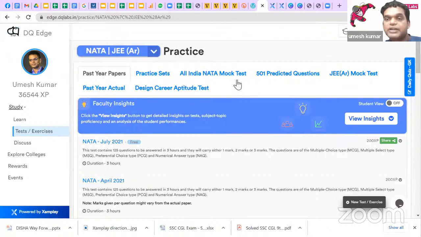Is drawing expected in Nata 2022? At DQ Labs, we help students prepare for drawing as well, not only from the perspective of the Nata exam, but from the perspective of an architecture career. Whatever drawing you are learning will help you in the long run, especially the sketching part. Sketching is very important, not just from the exam point of view but for your future too. So whether they ask drawing or not, please go ahead and prepare for the drawing part.